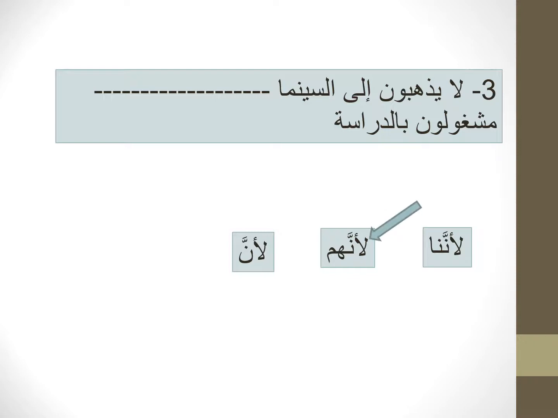لا يذهبون إلى السينما. They don't go to the cinema. blank مشغولون بالدراسة. They are busy studying. See here مشغولون, it's a verb because here we are attaching now to the pronoun because they. How do you say the word because they? لأننا, لأنهم, لأن. How do you say because they? لأنهم.